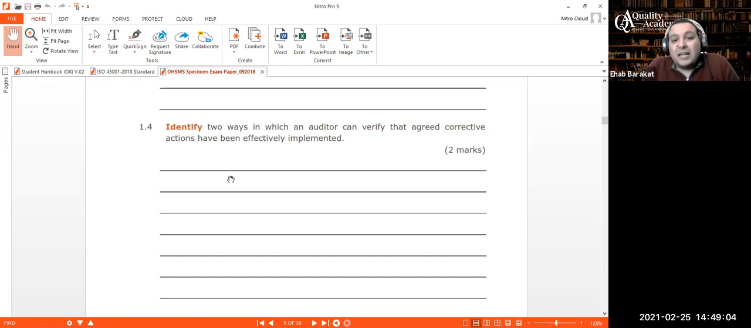So they are asking, identify two ways the auditor can verify that the corrective action has been implemented. So what are the ways that he will do? He will check the document, he will check the record, he will make an interview, he will make an observation. If I asked you, identify two methods that the auditor can use during audit, the same answer: check documents, check records, observation, interview.